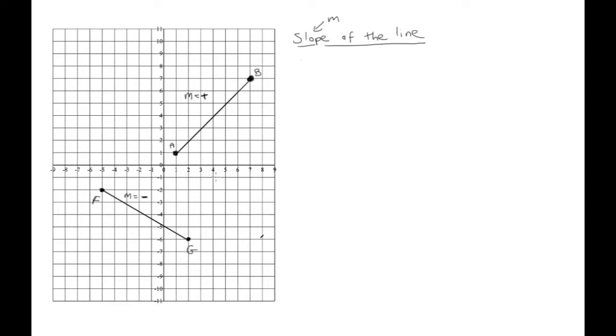Now you can calculate the slope in two different ways. You can use the slope formula, which is m is equal to y2 minus y1 over x2 minus x1. And this formula is provided to you in the logbooks, so you don't have to memorize it. Another way to look at it is m, which is the slope, is equal to rise over run. Now, what I mean by rise is vertical rise, okay? What I mean by run is horizontal run.